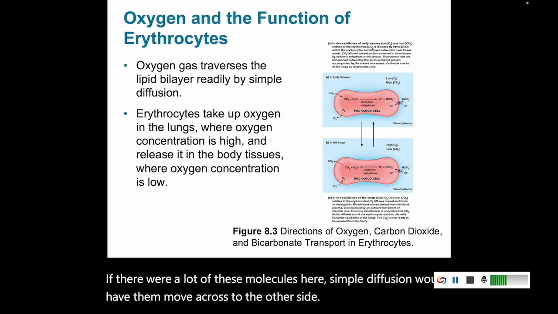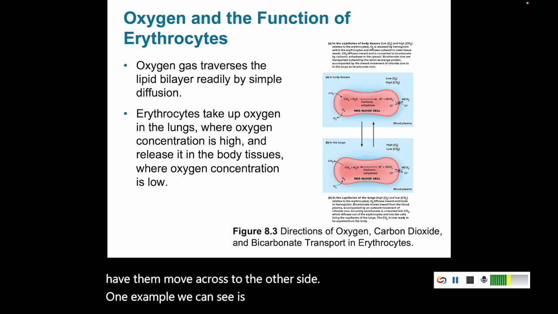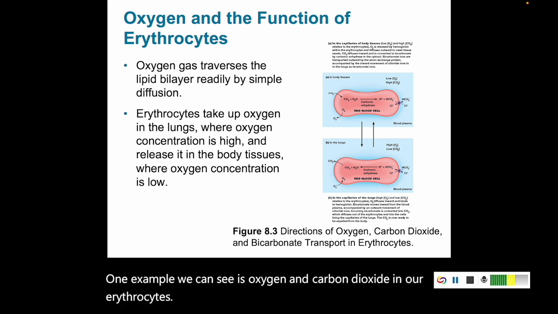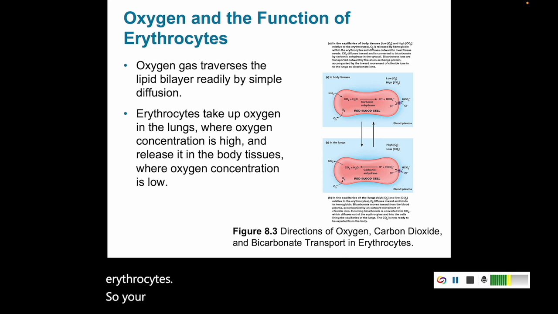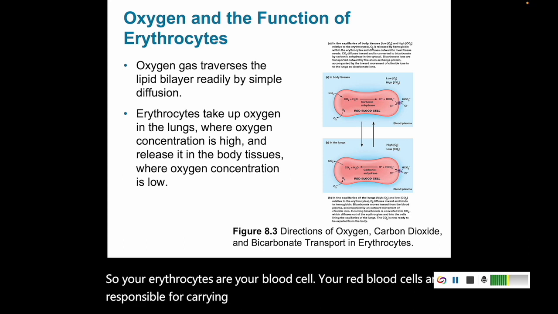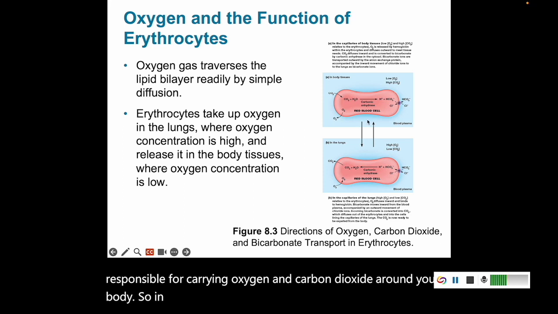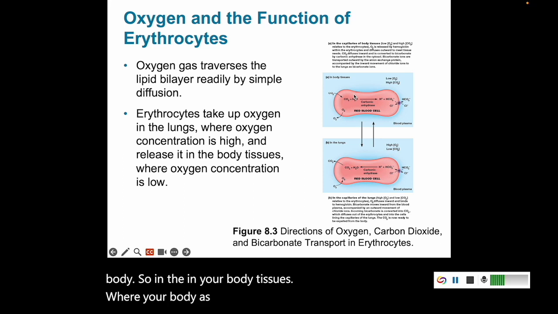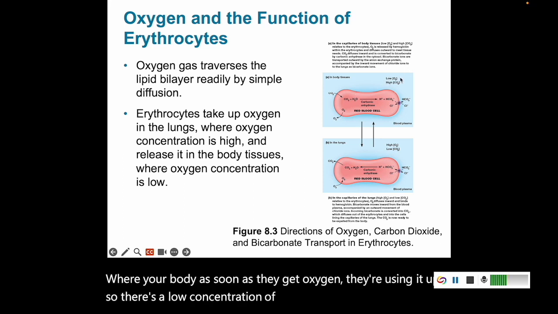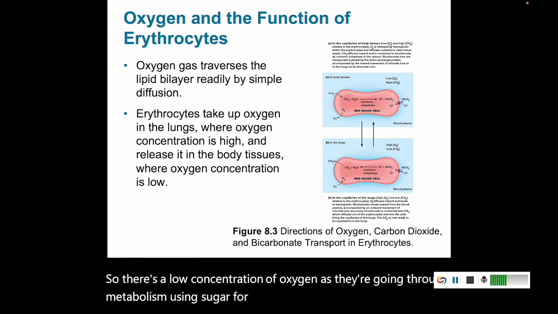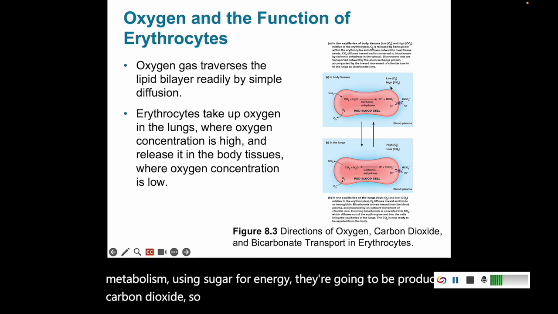One example we can see is oxygen and carbon dioxide in our erythrocytes. Your erythrocytes, your red blood cells, are responsible for carrying oxygen and carbon dioxide around your body. So in your body tissues, as soon as they get oxygen, they're using it up, so there's a low concentration of oxygen. As they go through metabolism, using sugar for energy, they're producing carbon dioxide, so there's a high concentration of carbon dioxide.